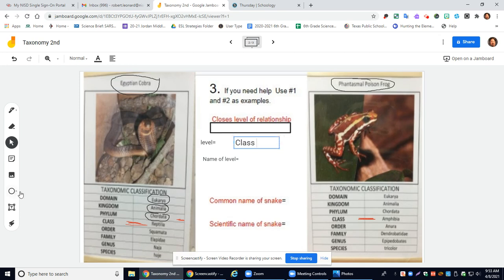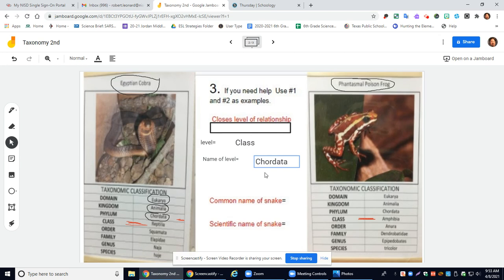And the name of the level is Chordata. Okay? That's what you have to do today. Does everybody understand that? Brianna, lose the headphones.